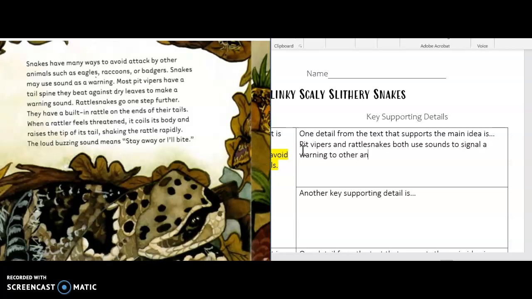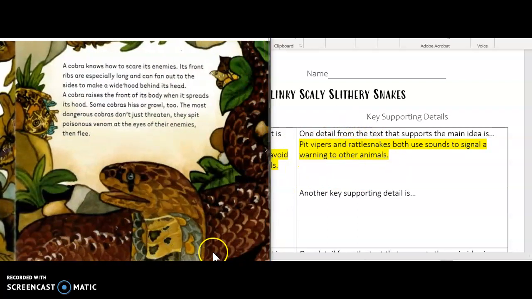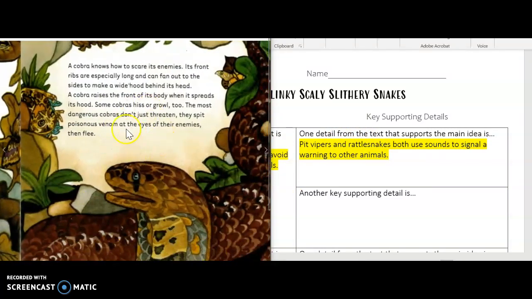Now, maybe you only included one example, like the pit viper, and you talked more about what that snake does, or maybe you talked about the rattlesnake and how it uses its rattle. That's okay. That is still a detail that supports the main idea. I just kind of put those two snakes together. Now when I move over here to page 11, I might talk about the cobra in this box, providing another key detail that supports that main idea of avoiding or sending signals to other animals to avoid that attack.